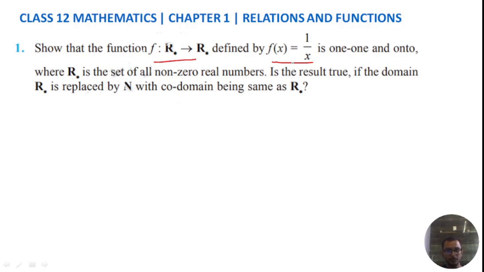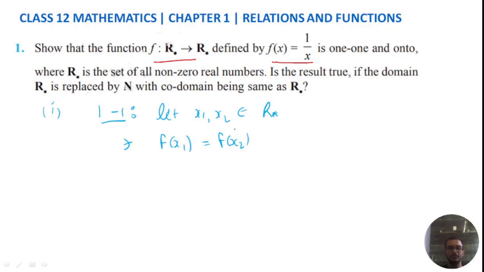First of all, we have to show that f of x equals 1 upon x is one-one and onto, and the domain and codomain is R minus 0. R star means R minus the singleton 0, that is, 0 is not involved in the domain and codomain. I have told you how to check whether a function is one-one and onto. So how do we do one-one? We take arbitrary x1 and x2 from the domain, here our domain is R star, such that f of x1 is equal to f of x2. To show that the function is one-one, we need to show x1 is the same as x2.